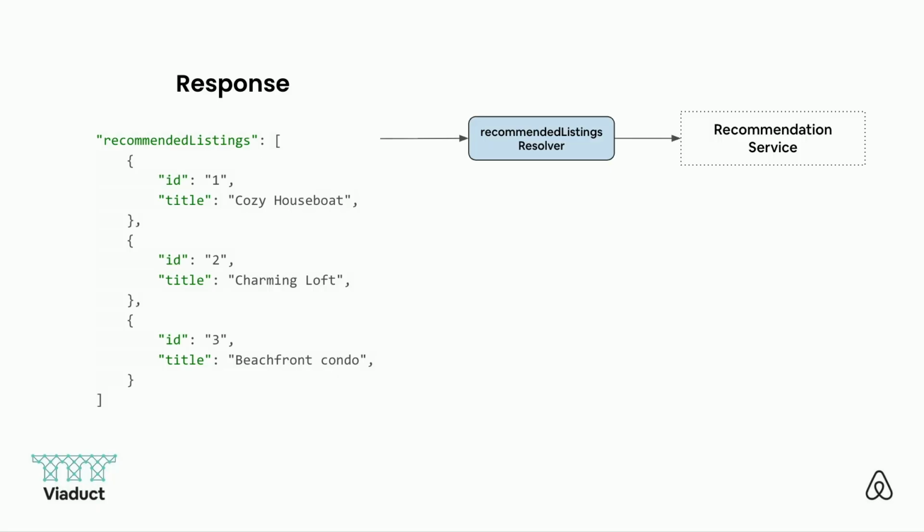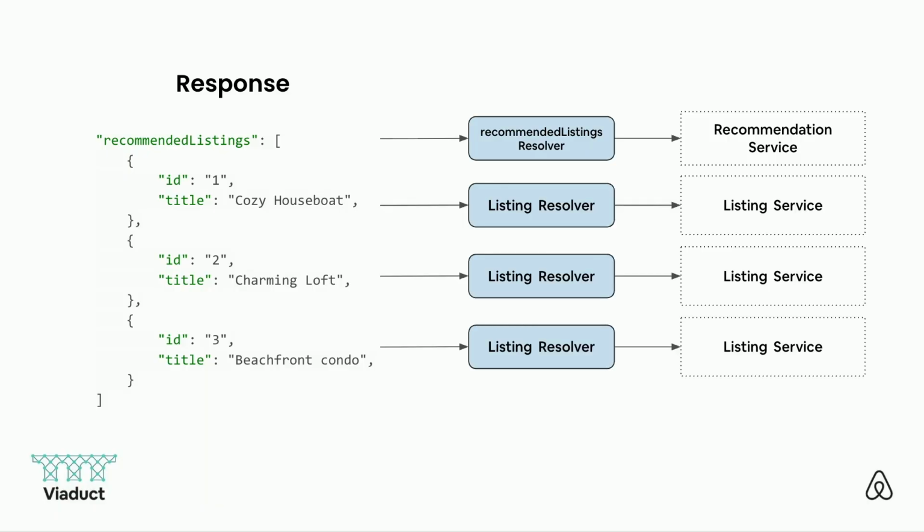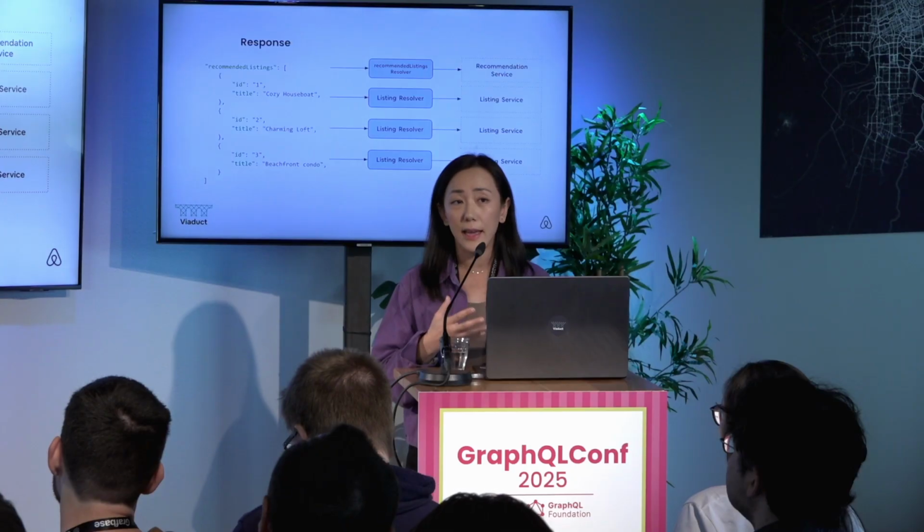So here's an example response with 3 listings. And in order to create this response, we first call the recommended listings resolver, which makes a call to the recommendation service to get back a list of listing IDs. And then for each of those listing IDs, we call the listing resolver, which in a naive implementation directly calls the listing service and fetches a single listing. So, obviously with a list of size n, this results in n separate calls to the listing service, which is super inefficient and something we want to avoid. Ideally, we can batch all of these requests together instead.